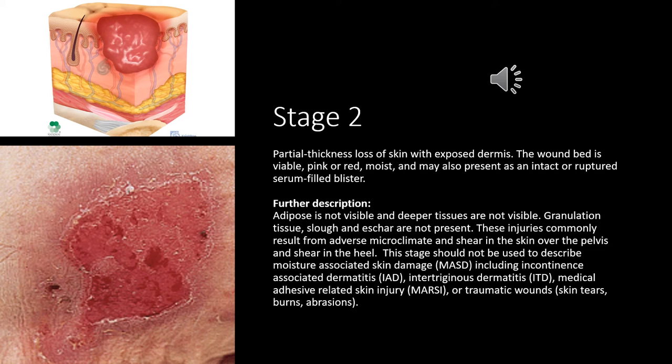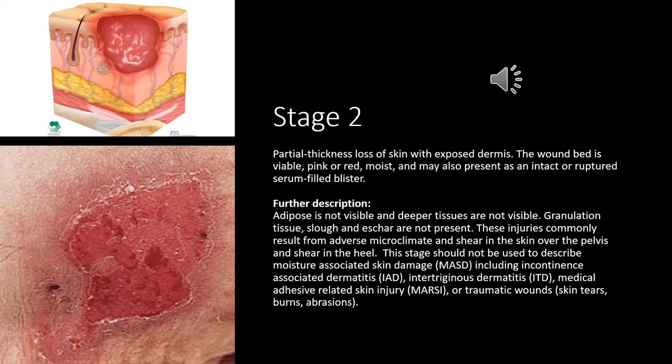As we move to stage 2, we now see a partial thickness loss of skin with removal of the epidermis and the exposed dermis. So the wound bed is viable, moist, pink, and also can present as an intact or ruptured serum-filled blister. So remember, we do see that quite often on testing questions or on the board. So make sure that you remember serum-filled blisters are stage 2.